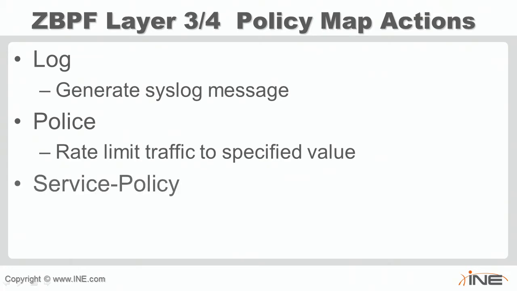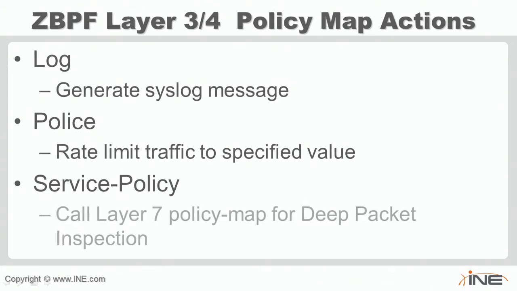Then lastly, we have the service policy action, which would be to call a layer 7 policy map for the deep packet inspection. So we'll see that the final logic of the zone-based policy firewall's syntax is similar to the modular policy framework in the ASA, where a layer 7 inspection policy is going to be referencing a layer 7 inspection class. Then that layer 7 policy is going to be called from a layer 3, layer 4 policy, which then in turn is referencing a layer 3, layer 4 class.